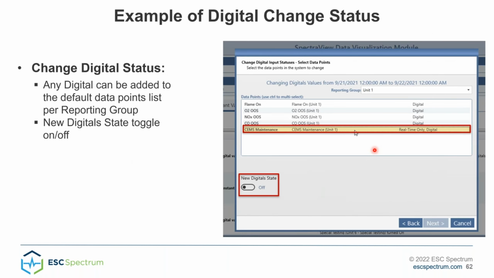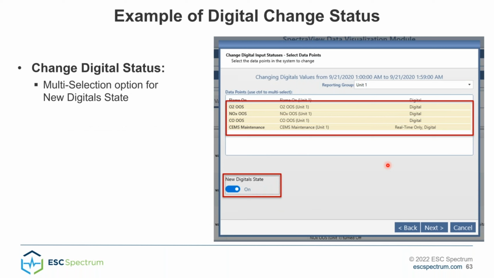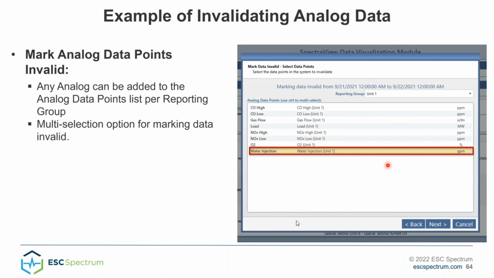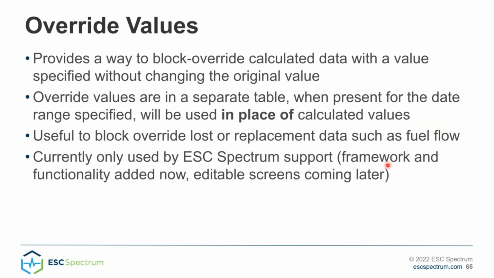Here's the change digital status. So these are the points we've set up that can be turned on and off. And then you select them. You can also multi-select by holding down Shift or Control, and then put them in the new state, and it will change them for the date and time range that you've selected. Here's a multi-select. Here's marking analog data points as invalid. You can see these are the options we have. And you can multi-select again and then mark those as invalid.